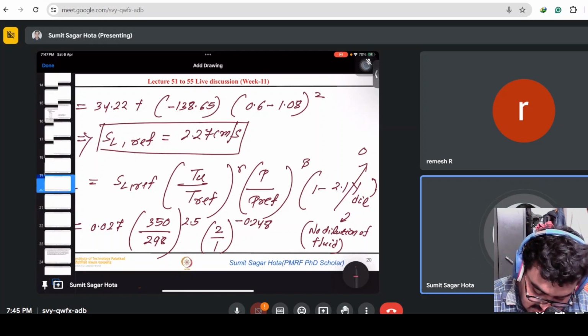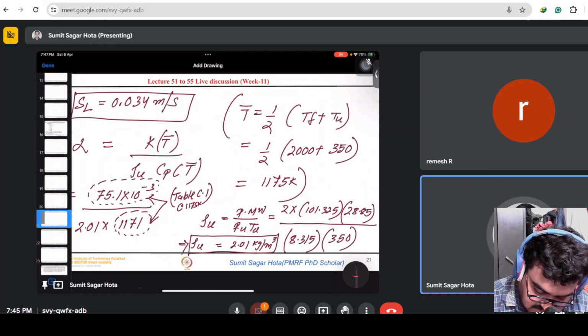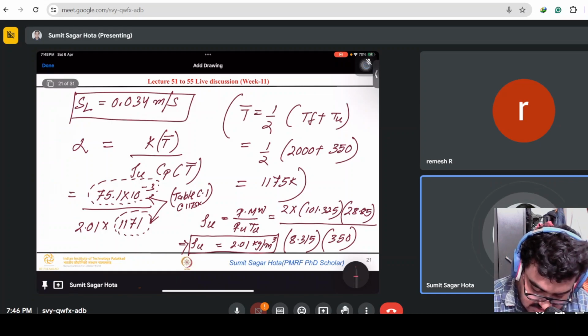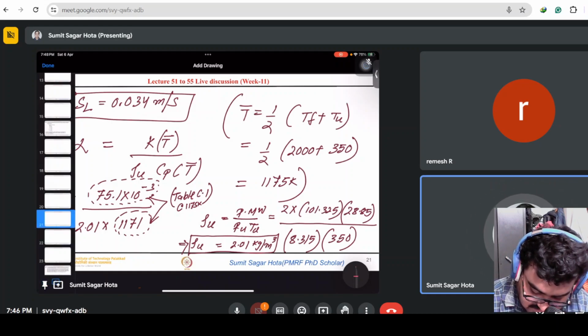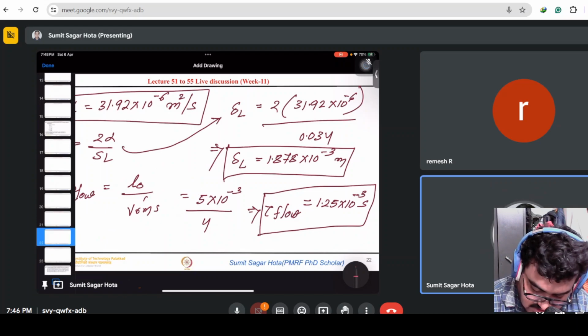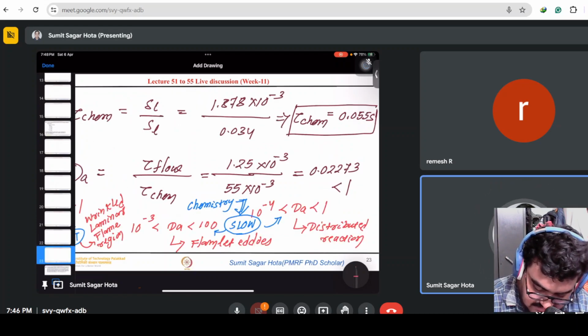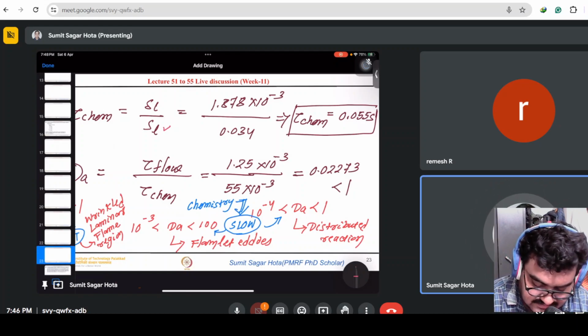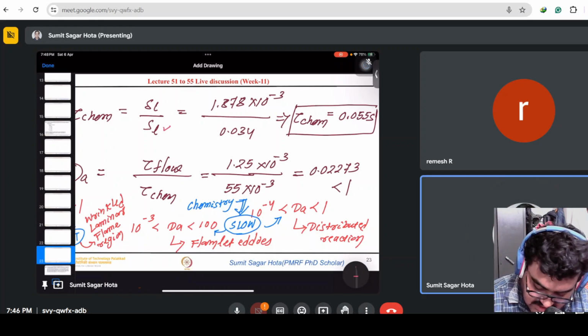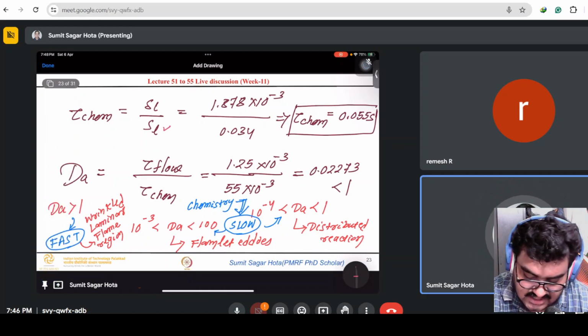Find out the SL, then substitute it. What is the importance of SL? Because delta L by SL is your tau chemical. In here we actually need that, and for that only we are finding it by using the Metghalchi correlation.